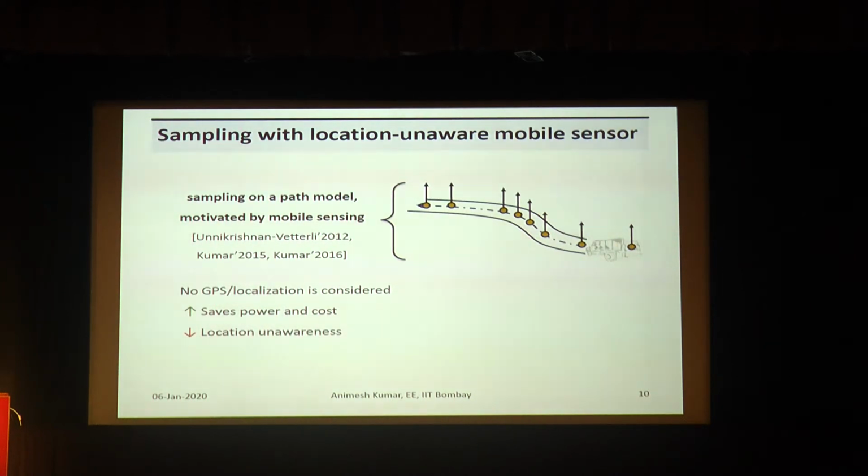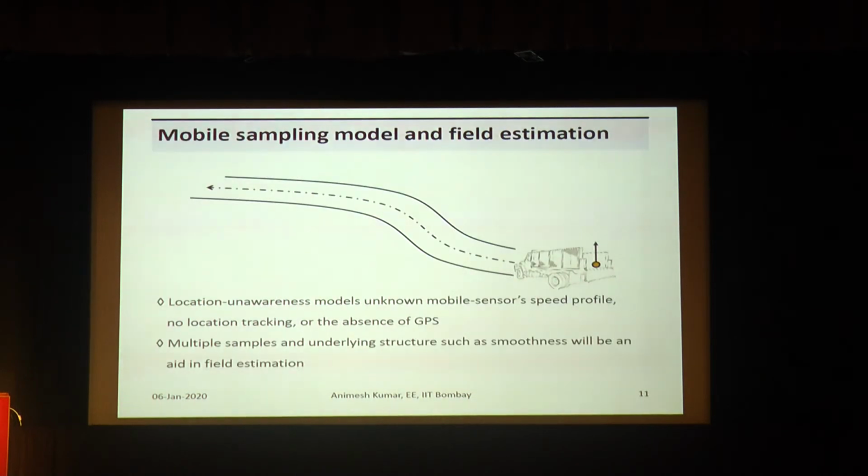If we don't have GPS or localization, we end up having savings in terms of power and cost and so on. But of course, the downside is location unawareness. So there has to be some mechanism by which we beat this location unawareness.